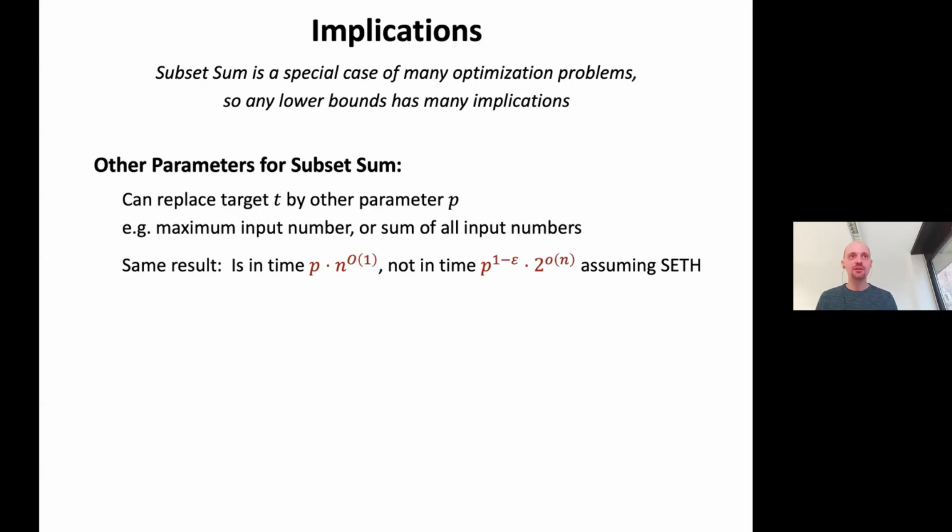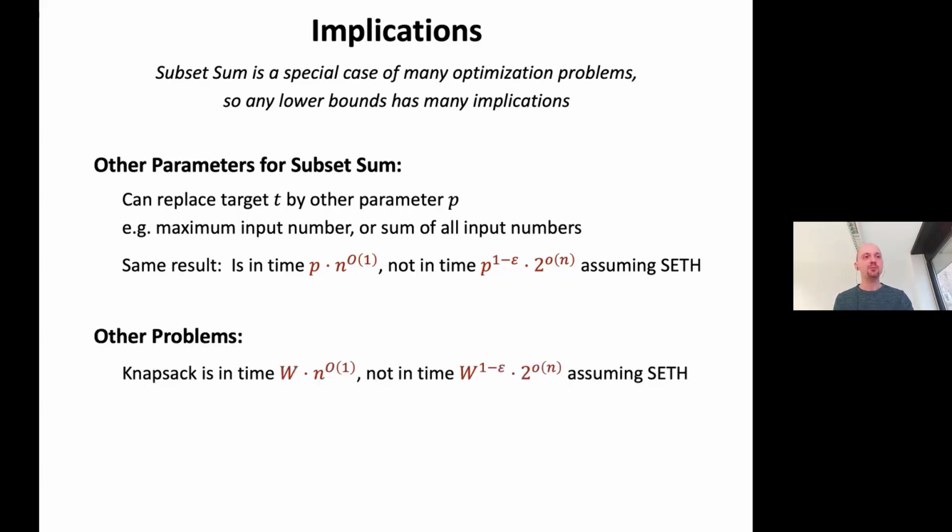Right? You can solve it again in time p times poly(n), because p is the same as t up to poly(n) factors. And you also cannot solve it in time p to the 1 minus epsilon times 2 to the little o of n, again, because p is polynomially related to the target.